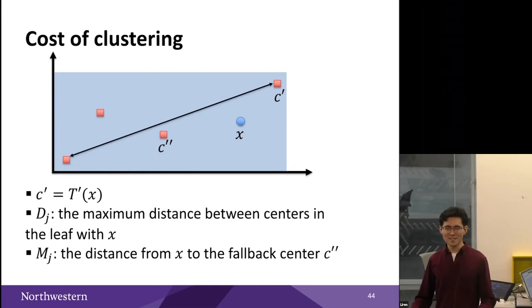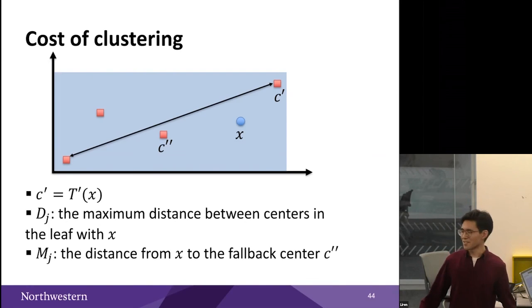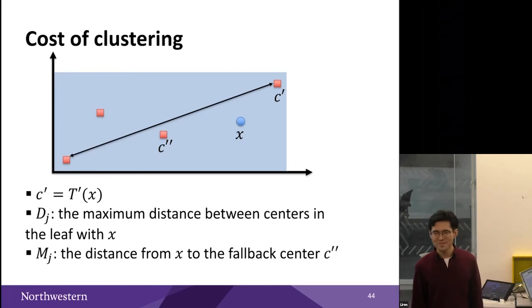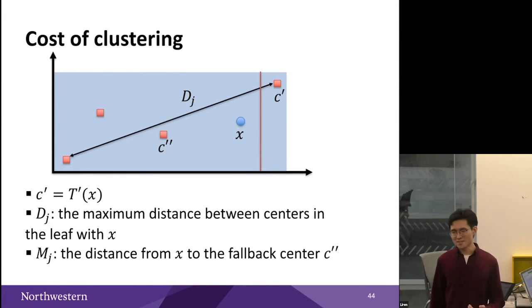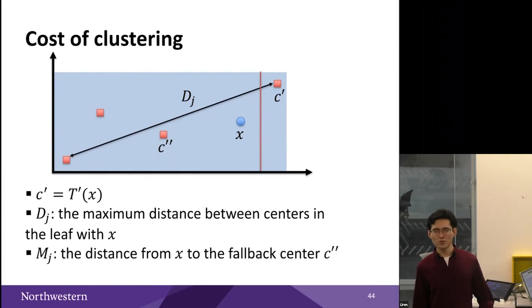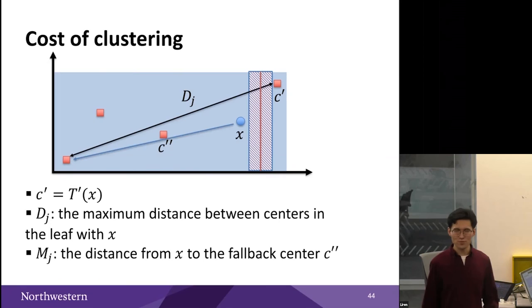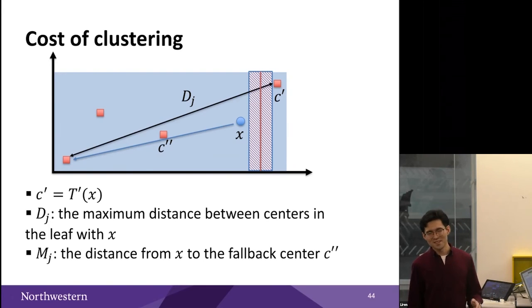And for this region, we let dj be the maximum distance between centers in these regions. So this is actually the diameter. You can think of the diameter of this region. If we separate X and its current closest center C prime at some step, then we need to reassign X to some other centers in the left region in the end of our algorithm. So in this case, the penalty is upper bounded by d square, the diameter square.